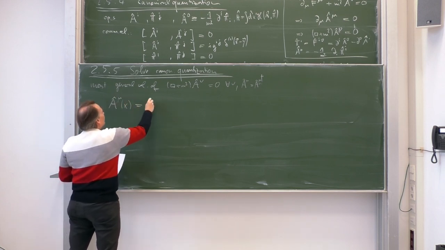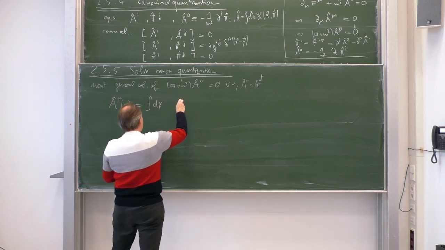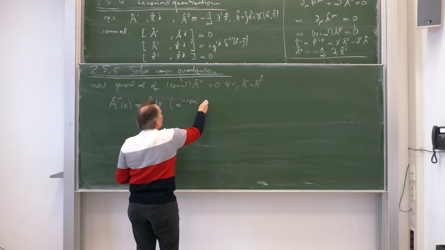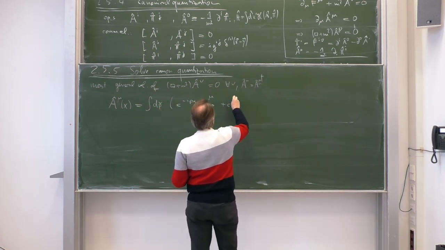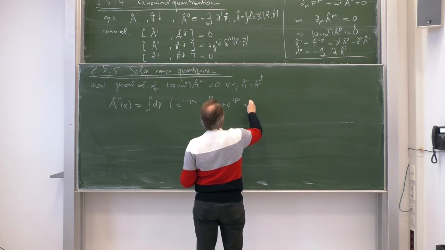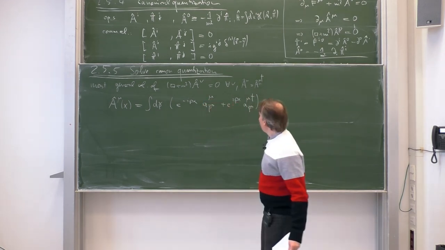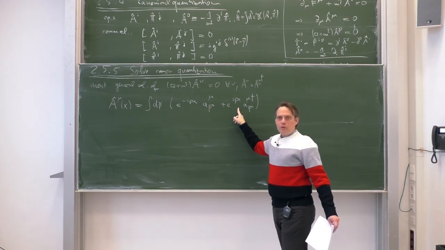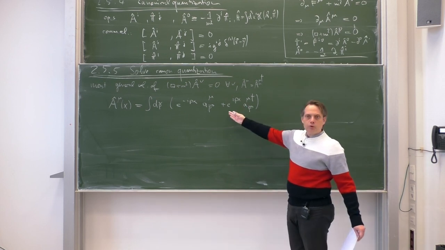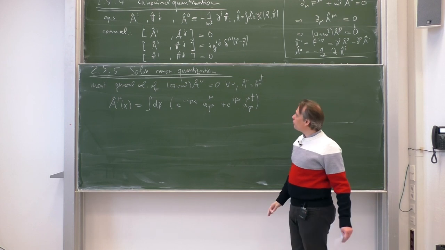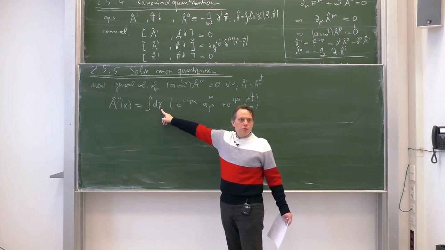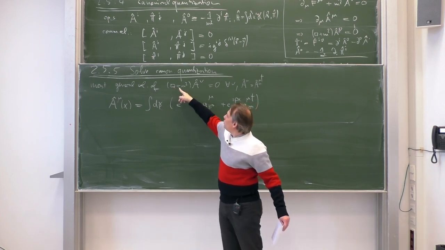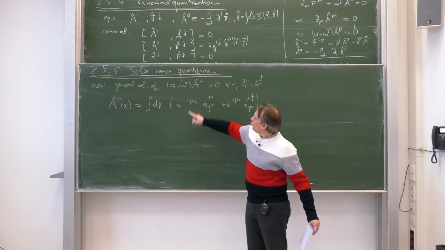A mu of x is this integral dp tilde of e to the minus ipx, and then we have some operator a sub p, but now with an index mu, plus e to the ipx with some operator a sub p mu dagger. Then we have the same A mu operator here with dagger and without dagger, and therefore the whole thing is Hermitian. That condition is immediately satisfied. And the Klein-Gordon equation is satisfied by having here this Lorentz invariant measure, which contains the delta function p squared minus m squared. So all the Fourier components have p squared equal to m squared, so the Klein-Gordon equation is satisfied for each Fourier mode.